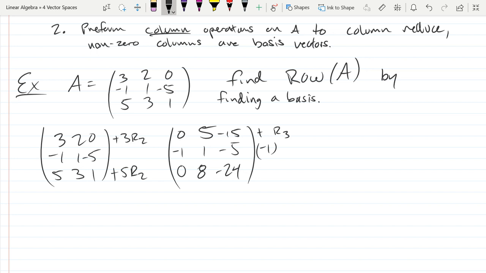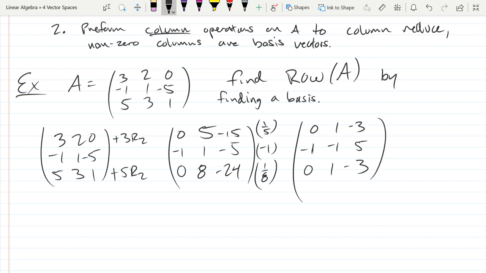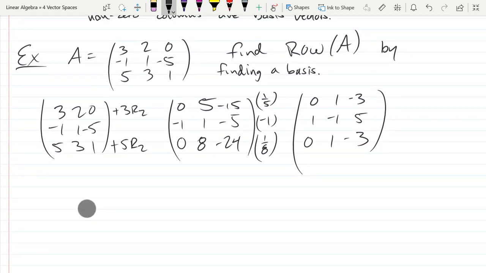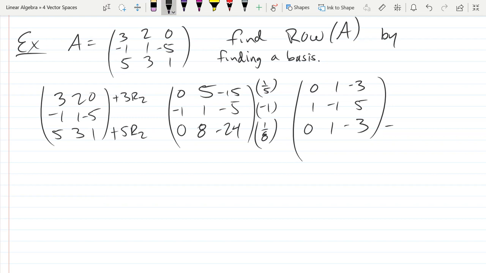So does that look good then? So we need to somehow get this 5 and 8 out of here. Looks like both of these we can multiply by a nice number, 0, 1, negative 3. Positive 1, negative 1, positive 5. Doesn't always erase quickly. Alright, so this should knock out row 3 by subtracting row 1.